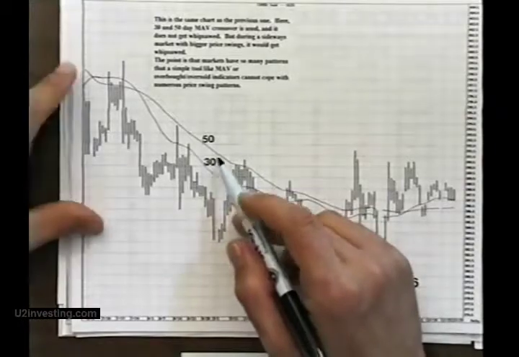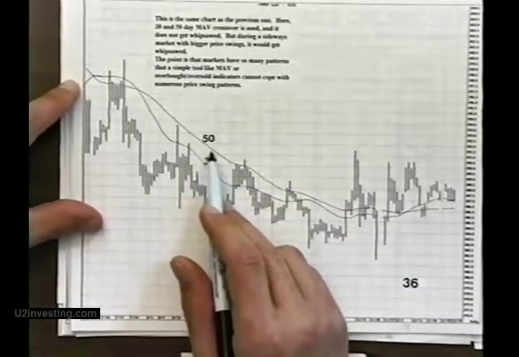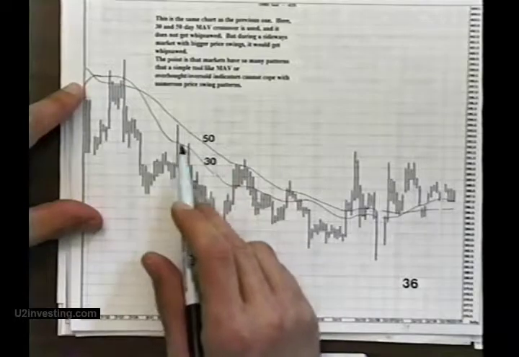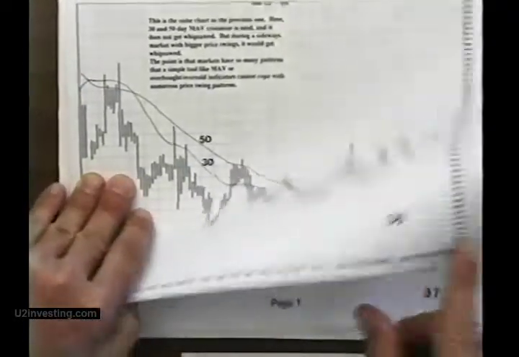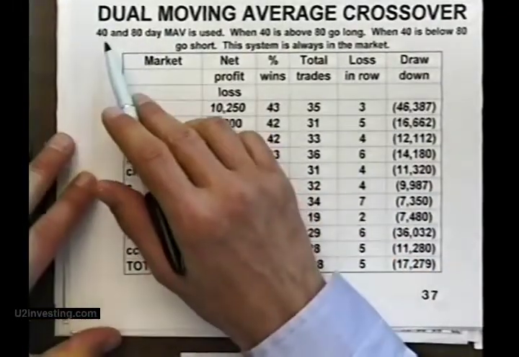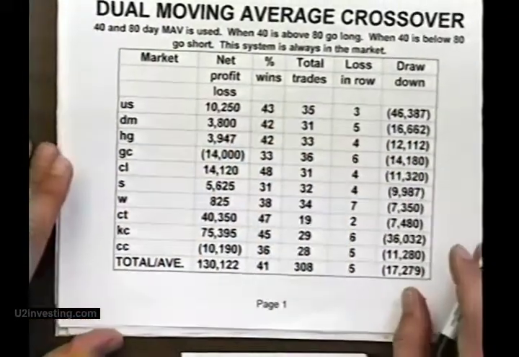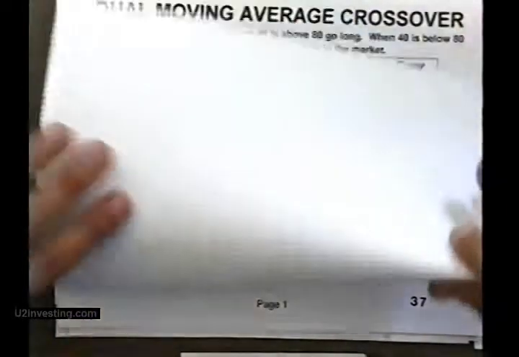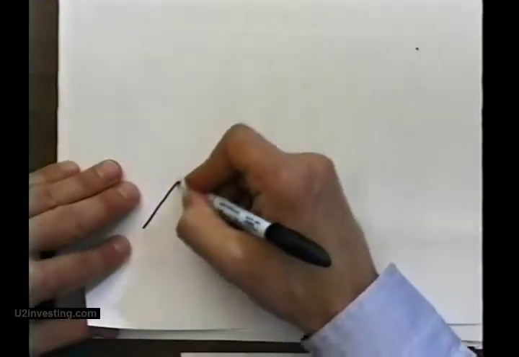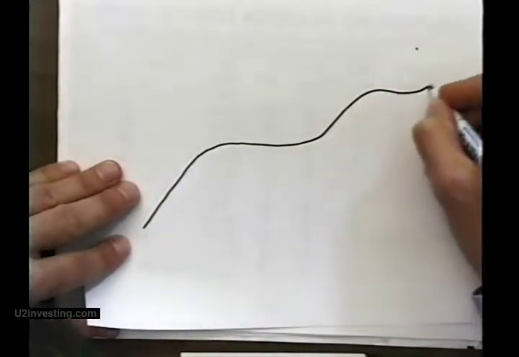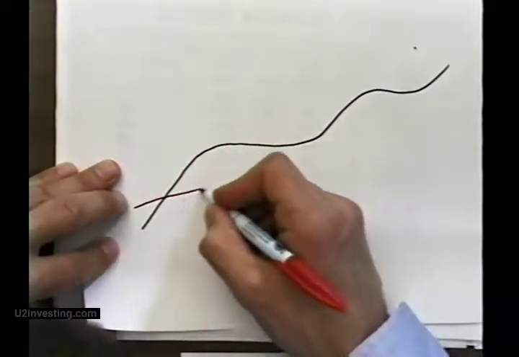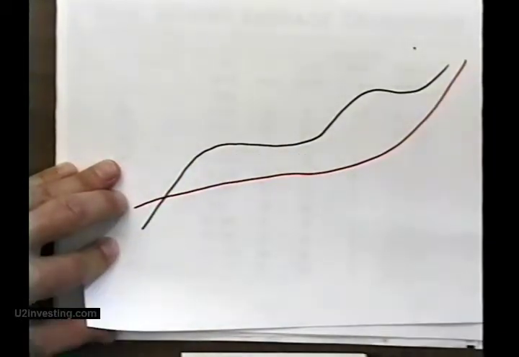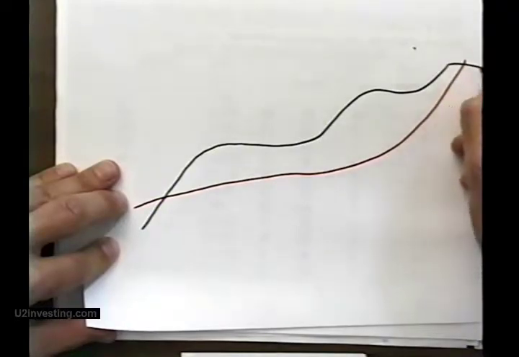Now let's look at a 50 and a 30-day moving average. Because these moving averages are more stable, we don't get as frequent crossovers. Here, what was used is a 40 and an 80-day moving average. The 40-day moving average is very stable. It doesn't react to the market noise. And the 80-day moving average is even slower. So you don't get that many crossovers.